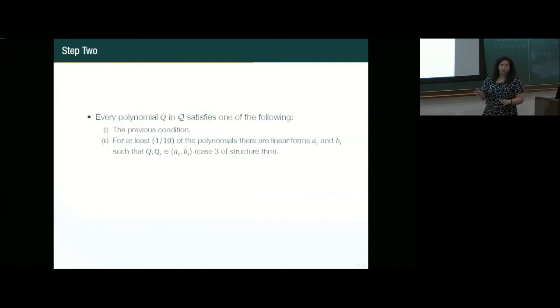So assume that it is not the case. It doesn't have to be that every polynomial satisfies this. But let's take another case and consider that every polynomial satisfies the previous condition, that means that with a tenth of the polynomials, it satisfies the third case of the structured theorem. That means that with at least a tenth of the polynomials, there are two linear forms such that Q is in the ideal generated by those forms. So I want to conquer this case.